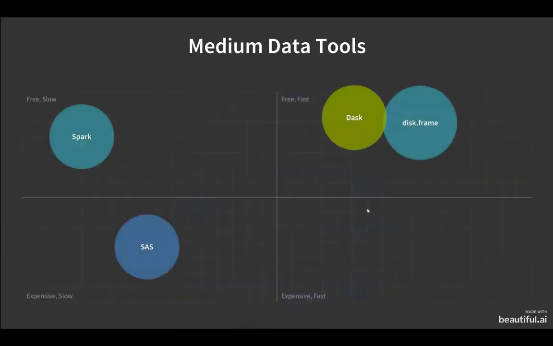Roughly speaking, this is where I see things sit. You've got Spark over here, which is kind of free but a little bit slow, though actually it's not too bad. SAS is expensive and slow at the same time. And then you have your DiskFrame and your Dask over in this area, so free and reasonably fast.